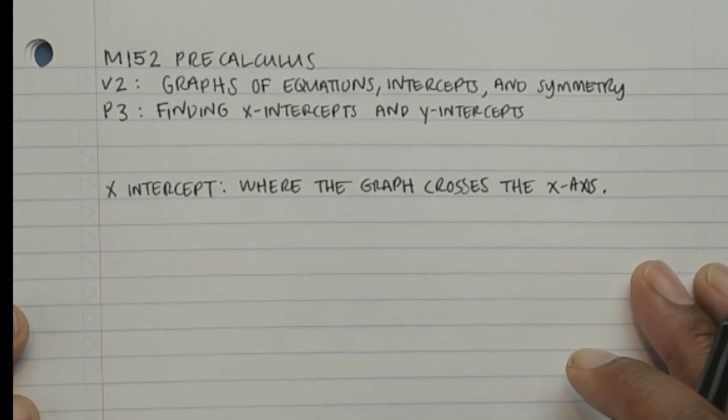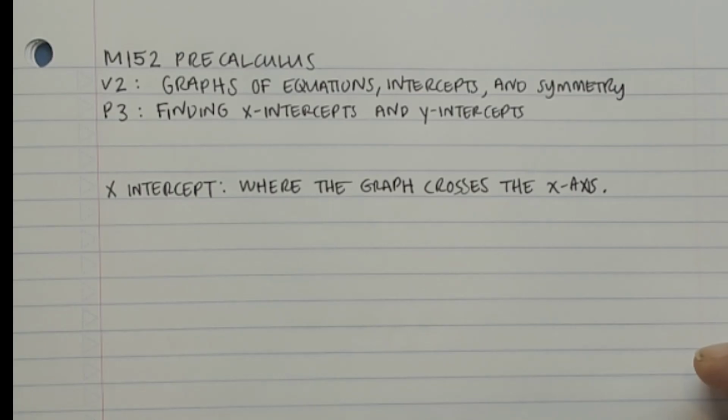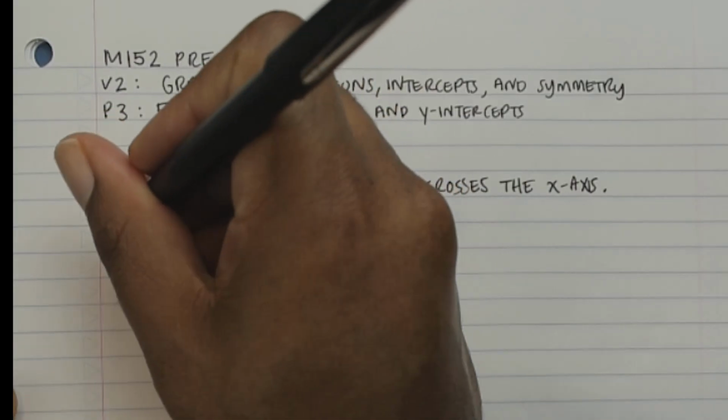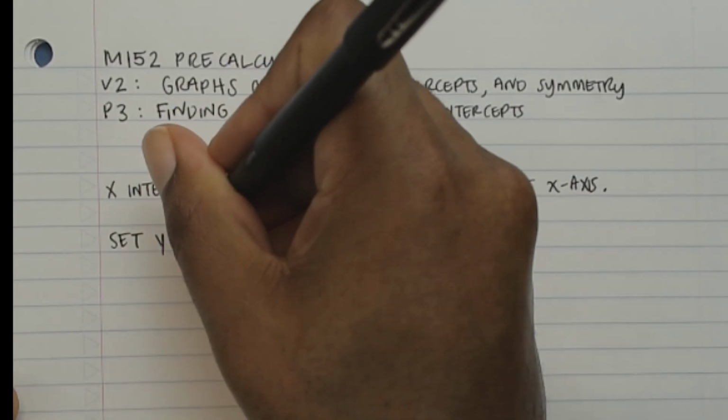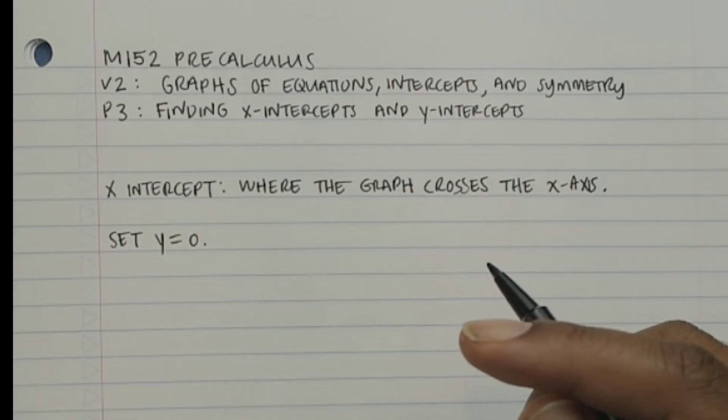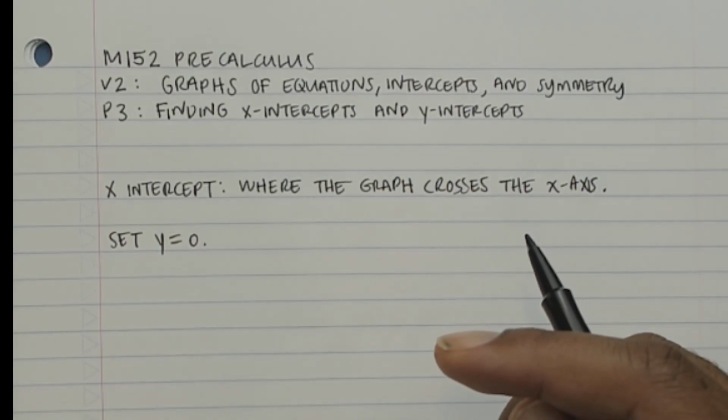The x-intercept is where the graph crosses the x-axis. So every point on the x-axis has a y-coordinate of 0. So to find an x-intercept, we have to set y equal to 0. Now, let's look at an example.